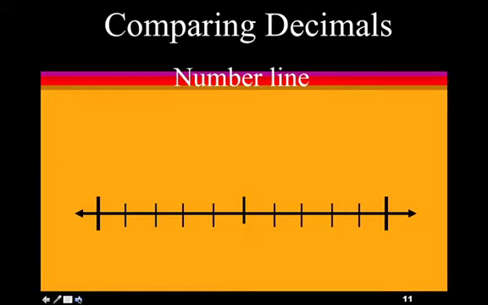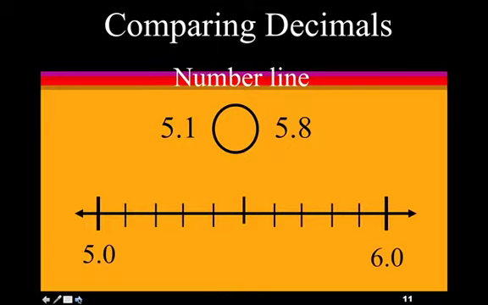You can use a number line to compare decimals. When you compare decimals, you want to know which decimal number is greater and which one is smaller. The first thing you have to do is place the numbers on the number line. Let's compare 5.1 and 5.8. In this number line, you'll have 5.0 or 5 complete units at the beginning and 6.0 at the end.